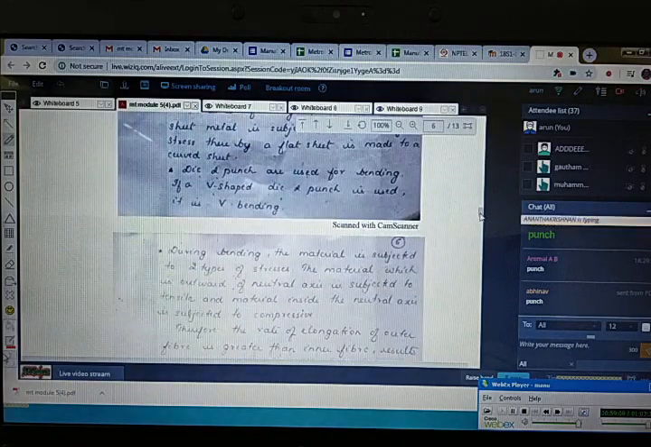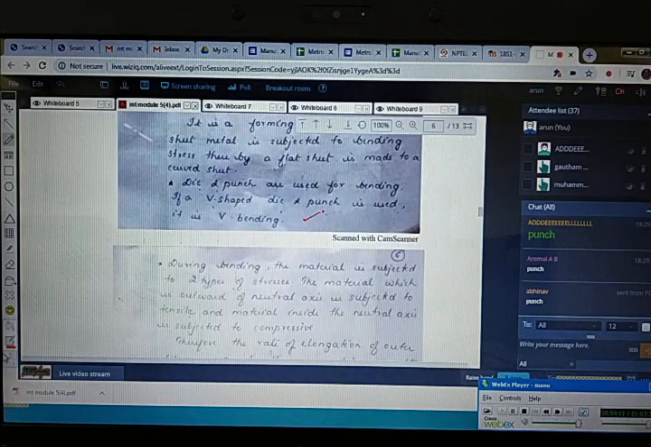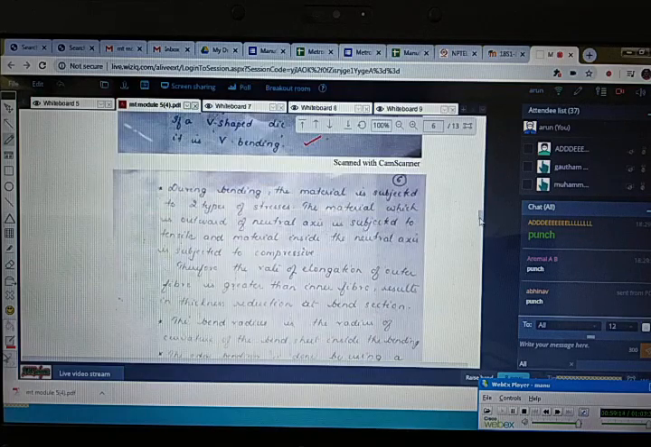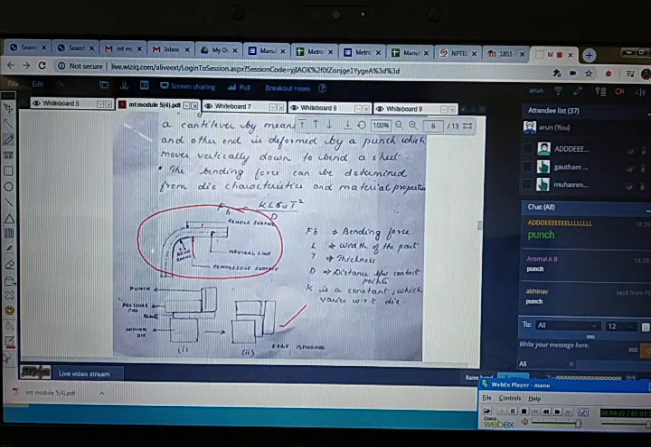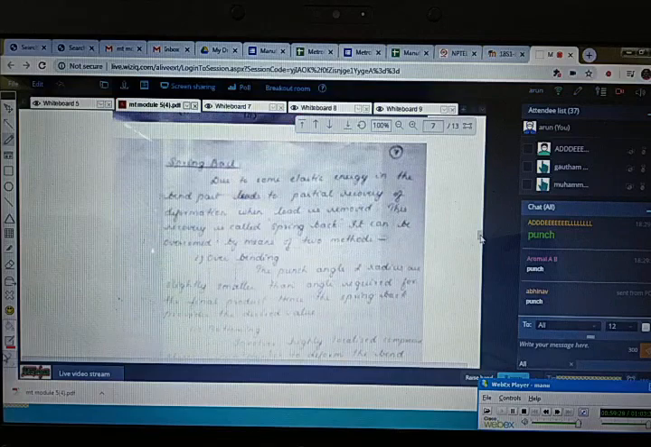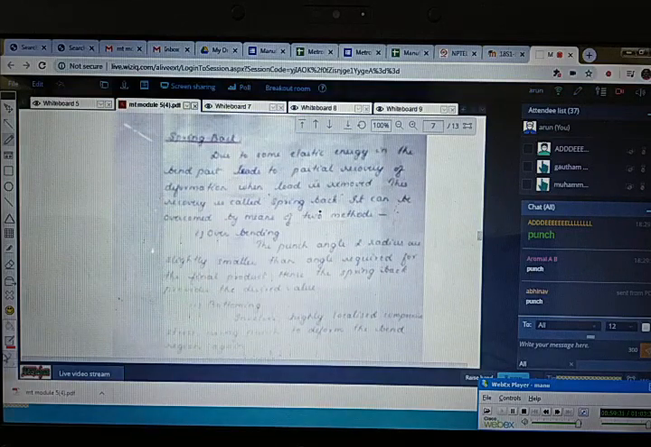Next is the bending. The V bending is shown here, and the edge bending. The figure is shown at the bottom here. You can see the terminology of that bending shown here. You can see the compression side as well as the tensile side, the bend radius, and the neutral axis. And next is the spring back. How it can be overcome by means of overbending and bottoming, that we discussed.